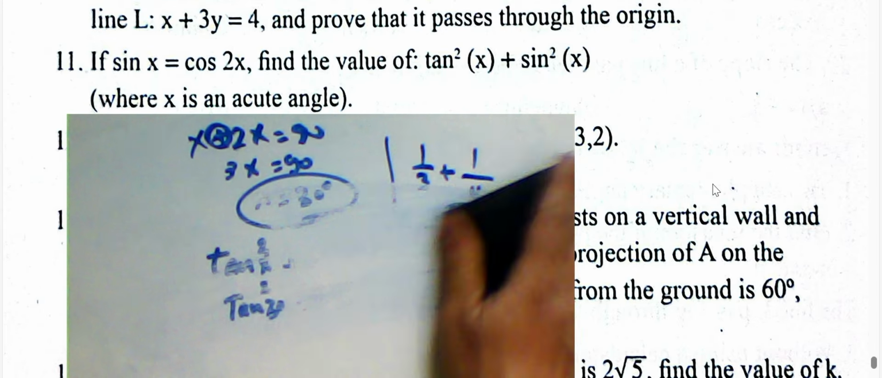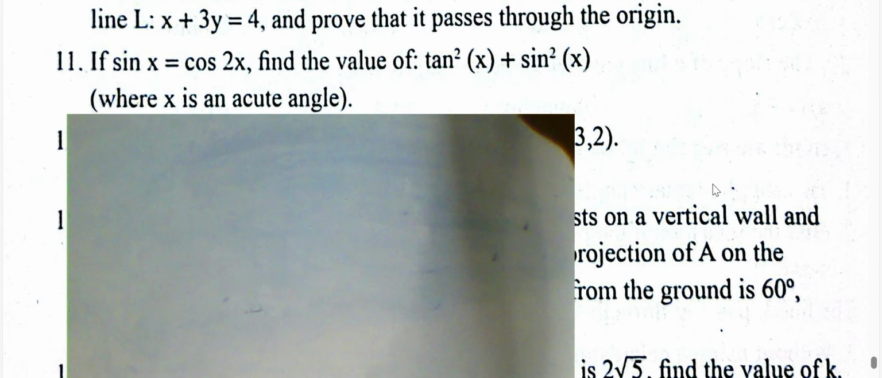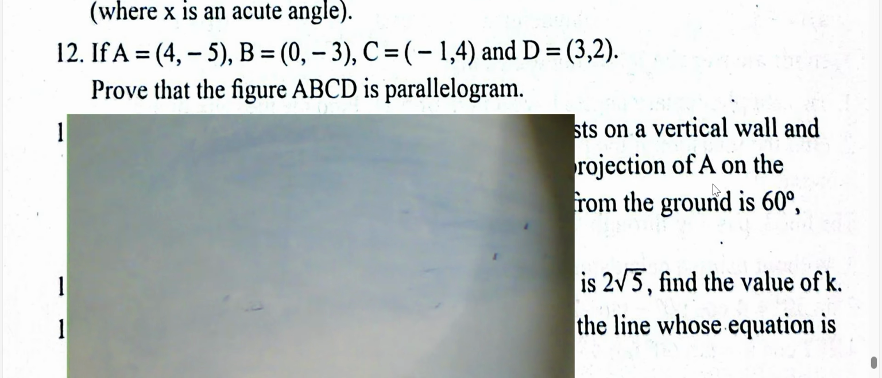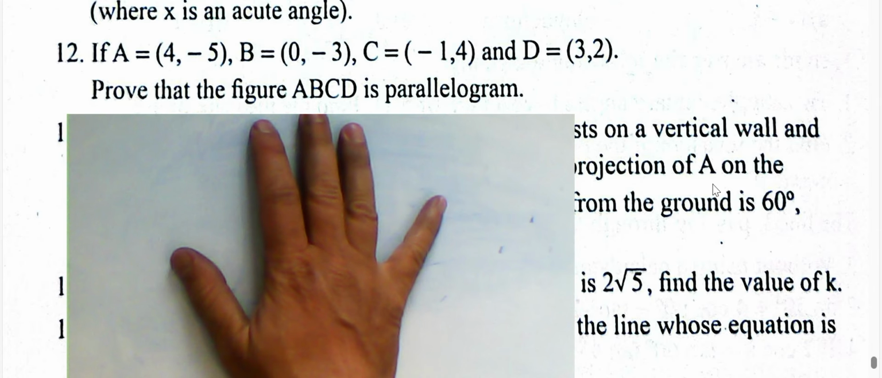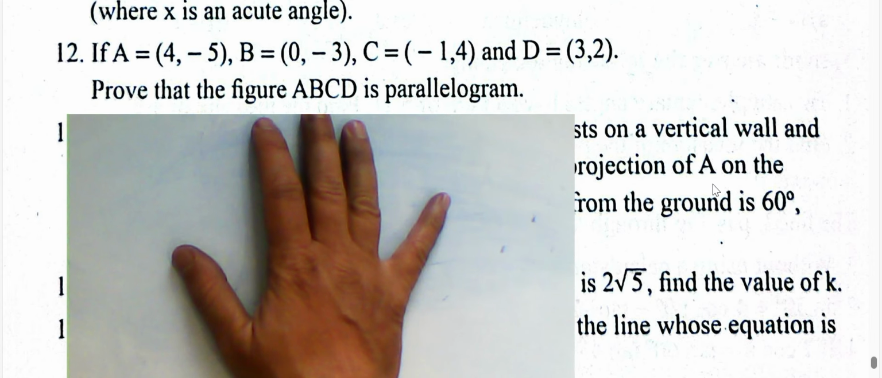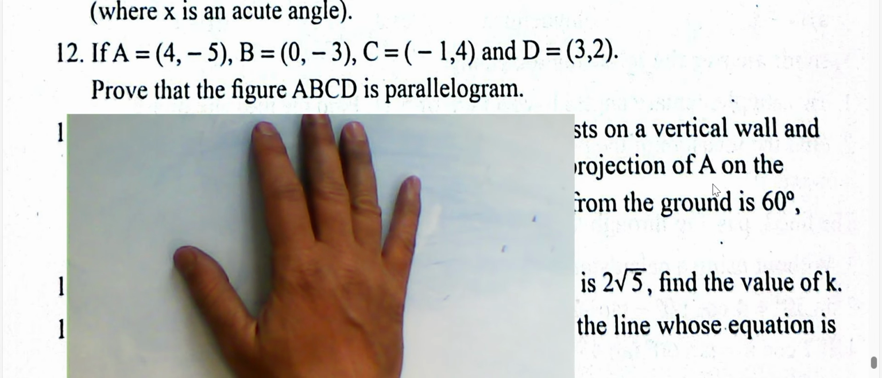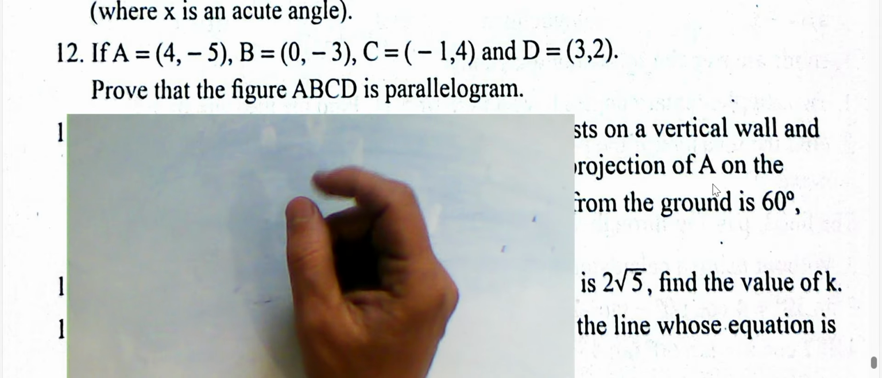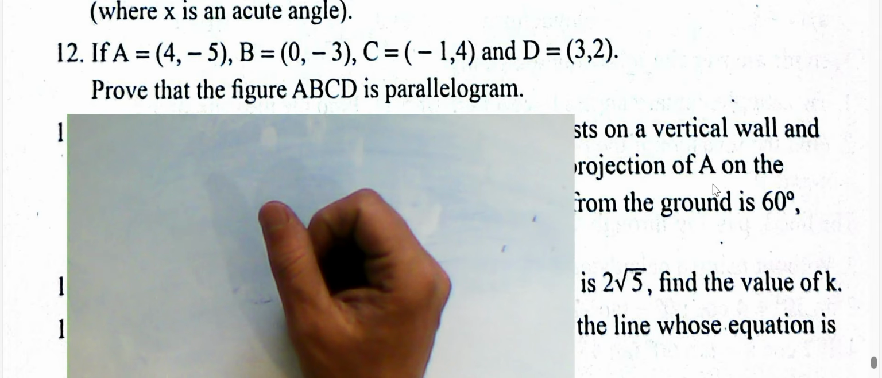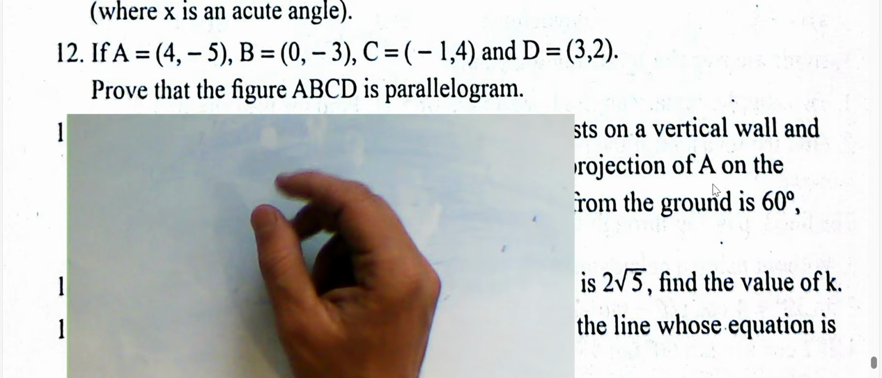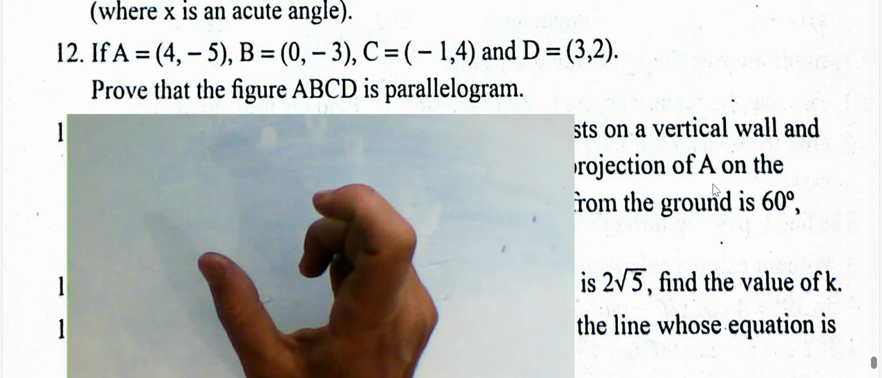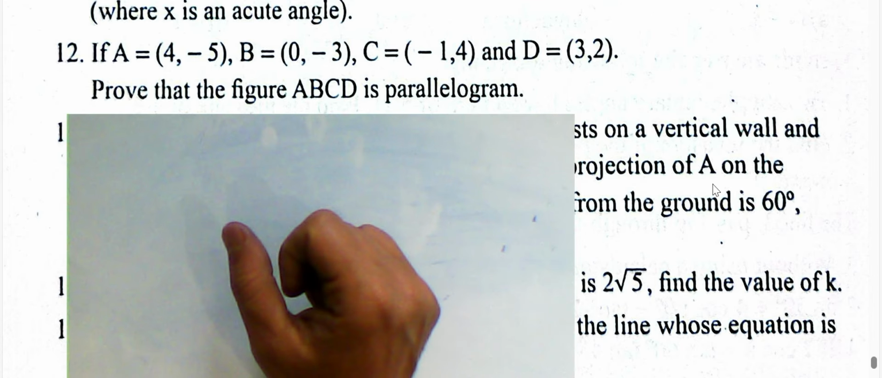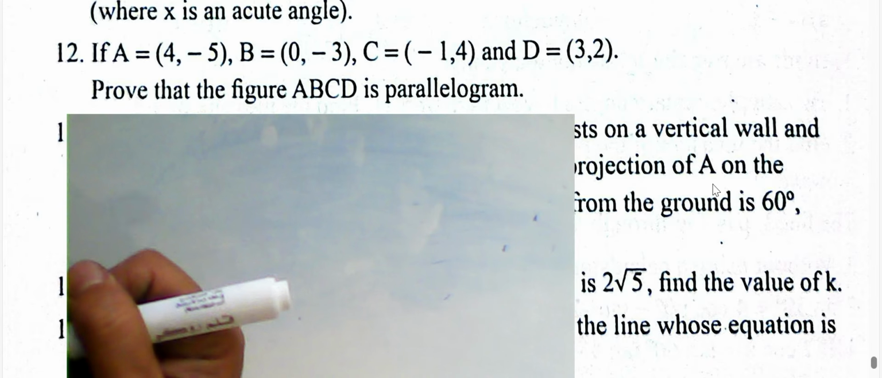Next question. We have 4 points. Prove that ABCD is a parallelogram. We have 5 conditions to prove that ABCD is a parallelogram. The easy method: we can prove that each pair of opposite sides are equal in length, or each pair of opposite sides are parallel, or we can choose 2 sides and prove that they are parallel and equal in length. I will use this condition.